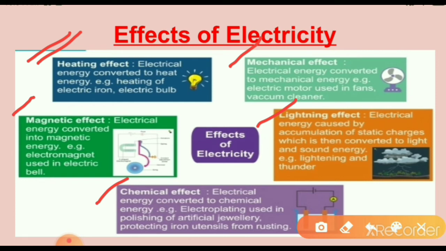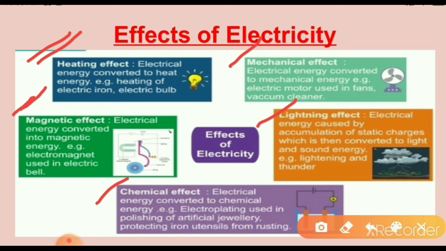Because the current flows through the iron box and the electric bulb or any electrical appliance. After some time, if we switch off and touch that appliance, what do you feel? It will become hot. Why will it be hot? Because the electric current flows through that appliance. That is the heating effect of electric current. So the electrical energy is converted to heat energy.